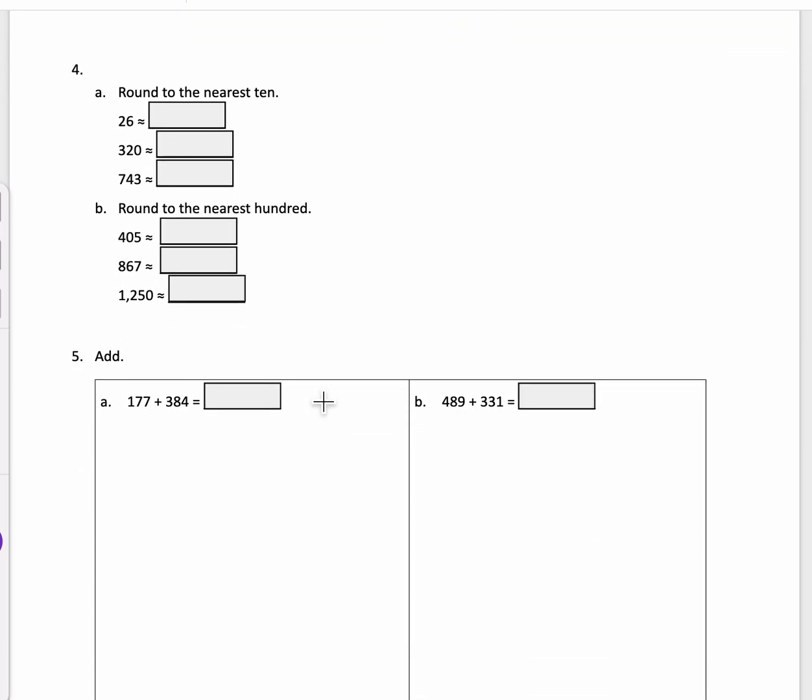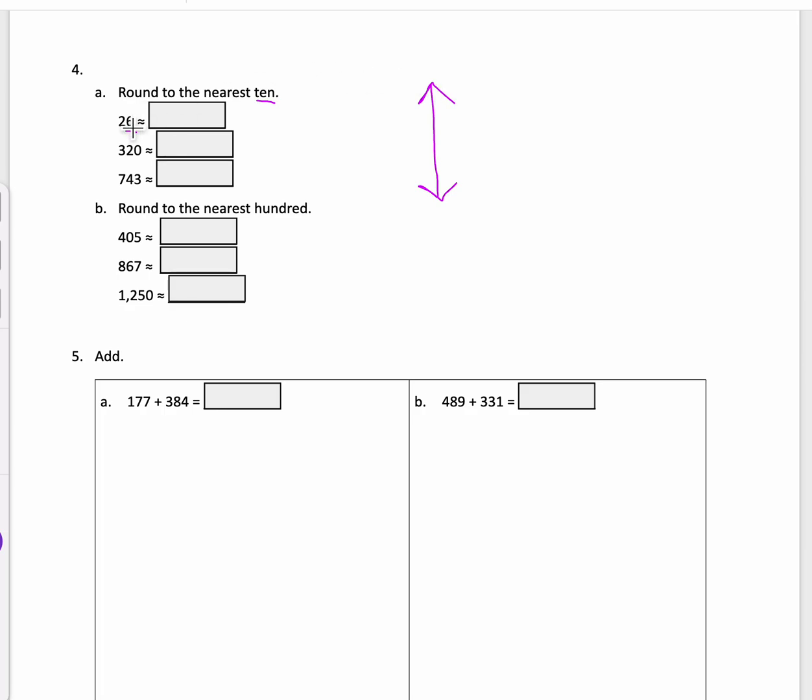Number 4 is rounding. This is a review, all right? Rounding's not too bad as long as you look for the place value that they're asking, right? So if I look at 26, well, if I'm rounding it to the nearest 10, then I use the tens place as my guide, right? We talked about this. If you need to use a vertical number line, right? And we look at the tens place.